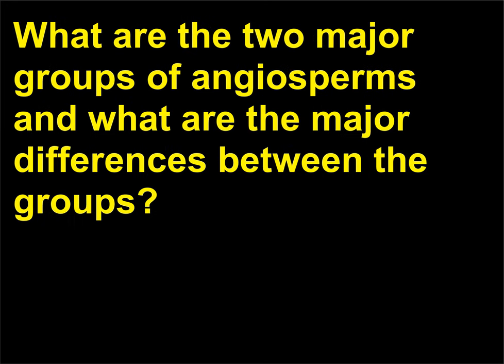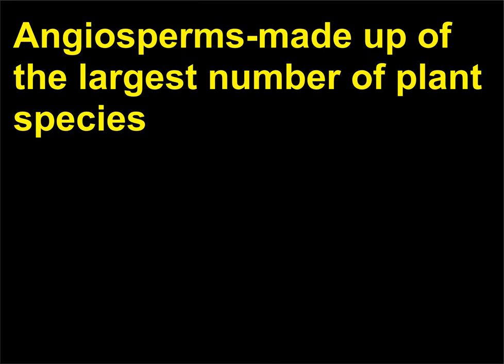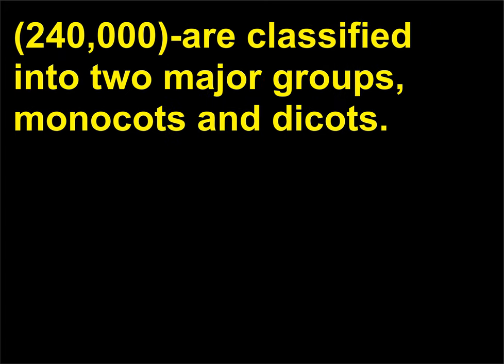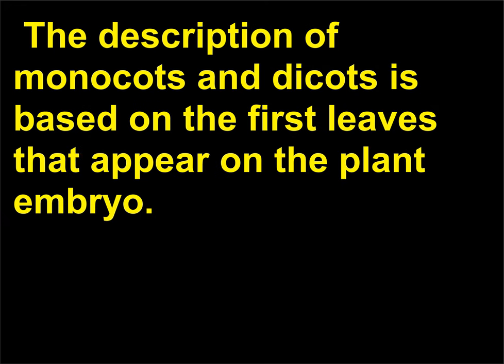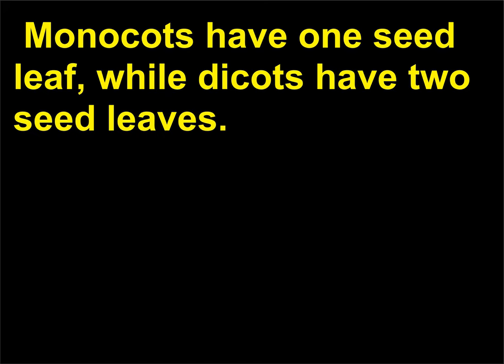What are the two major groups of angiosperms and what are the major differences between the groups? Angiosperms, made up of the largest number of plant species, 240,000, are classified into two major groups, monocots and dicots. The description of monocots and dicots is based on the first leaves that appear on the plant embryo. Monocots have one seed leaf, while dicots have two seed leaves.